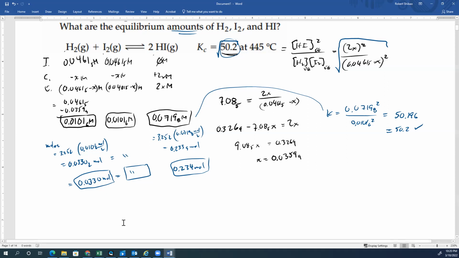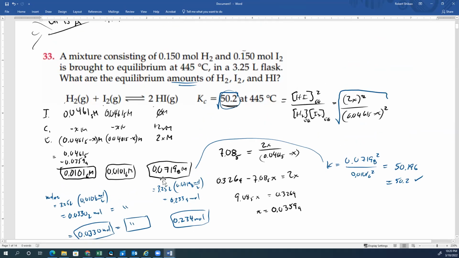Rather than calculating the molarities, I wouldn't have bothered. I would have put 0.150 moles, 0.150 moles, 0 moles, then minus x moles, minus x moles, plus 2x moles, and then 0.150 minus x, 0.150 minus x, and then 2x. And then solve for x. X is going to be different because it's not in molarity; x is going to be in moles, and then calculate the moles here. I would have gotten the same answer.